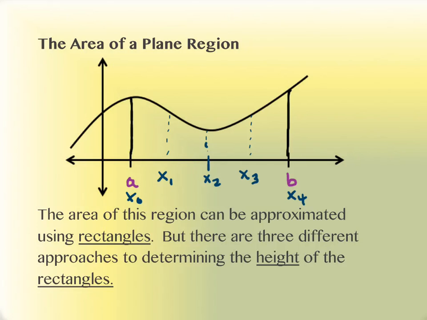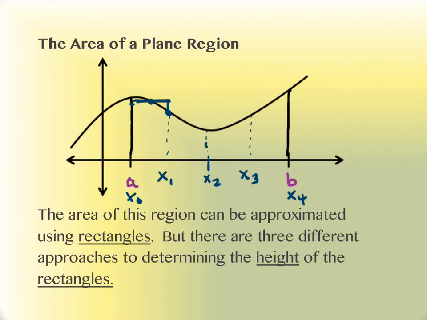We can imagine taking those intervals that I've created and creating a rectangle. But there are 3 ways to create that rectangle. We could either use the left end point as the height of the rectangle, so right here, and then draw that height across and then down. Or we could use the right end point and draw the height across like this and then shade the rectangle down. Or we can use the midpoint and draw the rectangle and shade it all the way down. Those are the 3 different approaches.